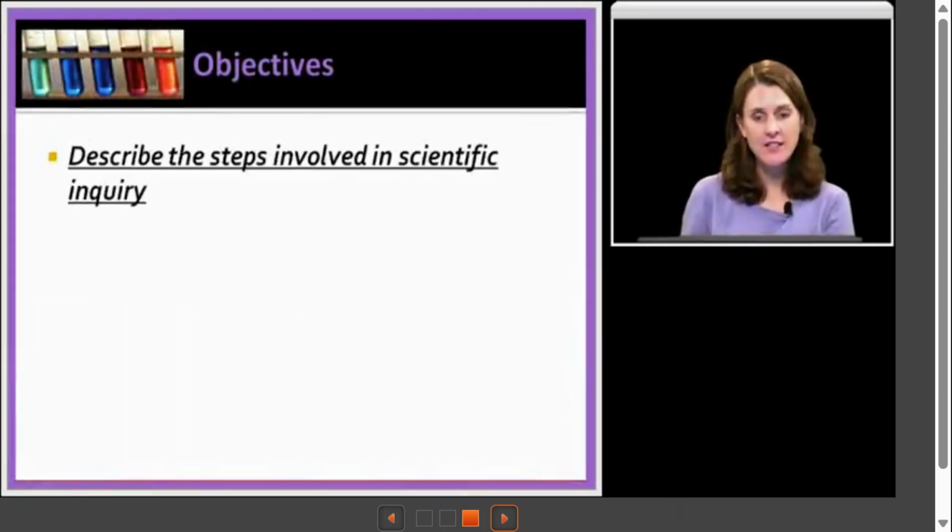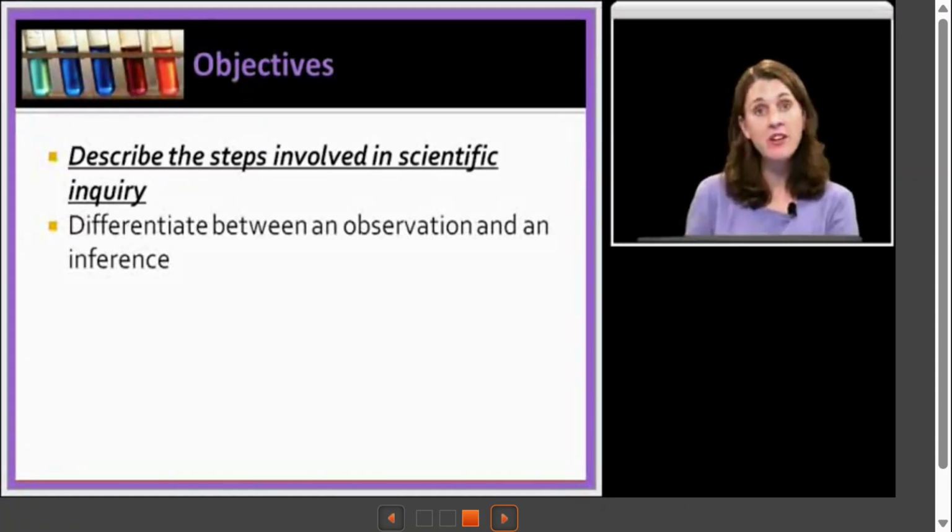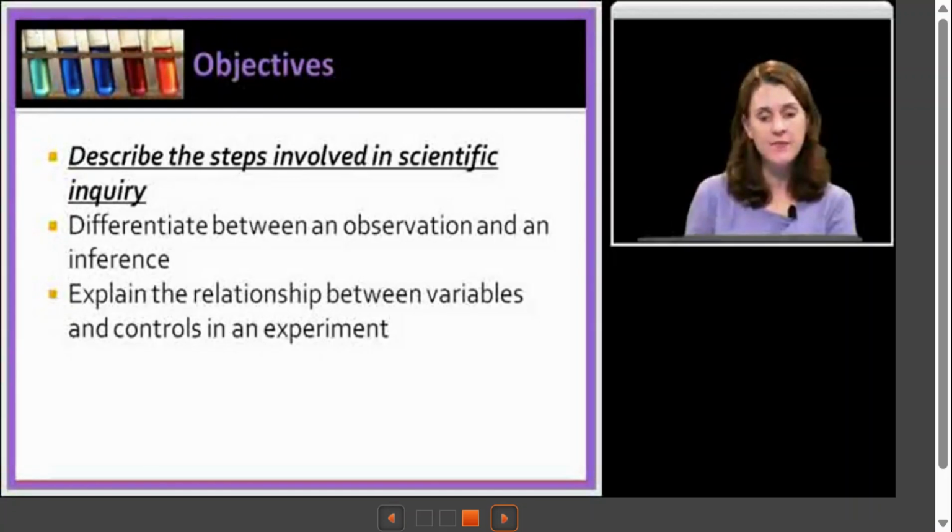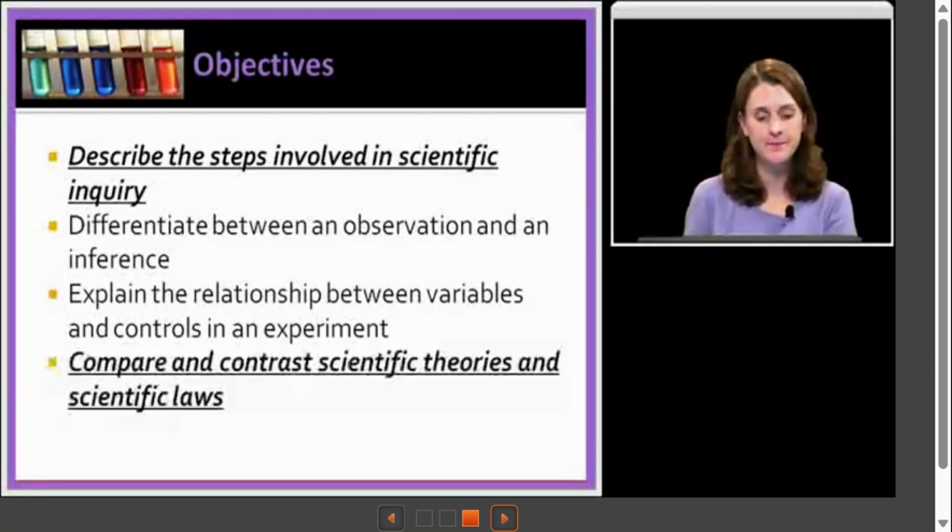So for today's objectives, we're going to continue describing the steps involved with scientific inquiry. We've previously discussed the difference between an observation and an inference. We've also previously discussed how to set up a controlled experiment with a control group and an experimental group, and also with independent and dependent variables.